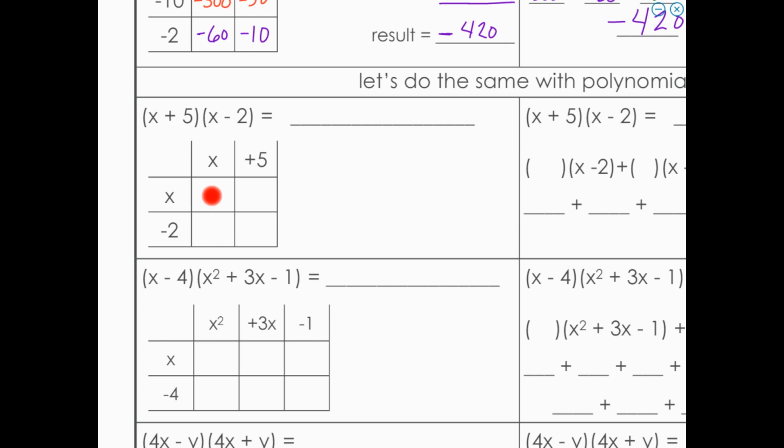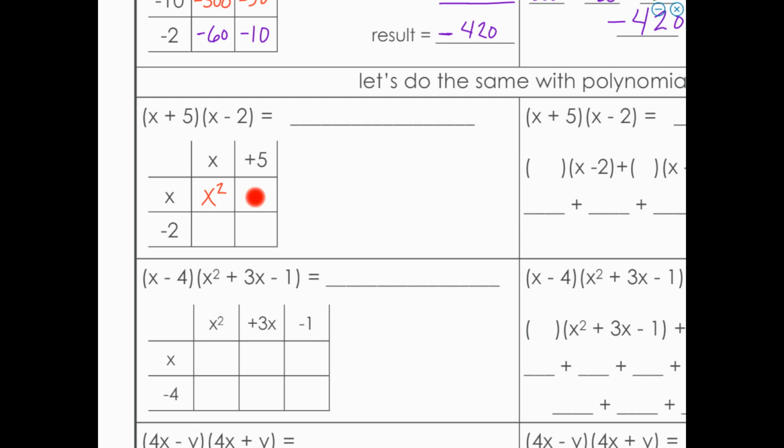Okay, so what's going to go in this box? 5x. Okay, so we're taking this x and we're multiplying it by this x. So x times x would be what? x squared. Okay. Right. This box right here.